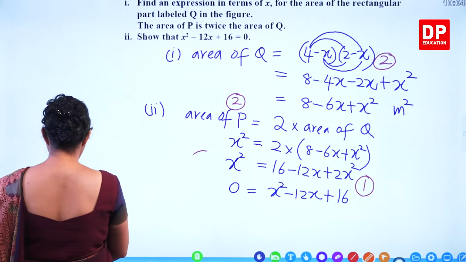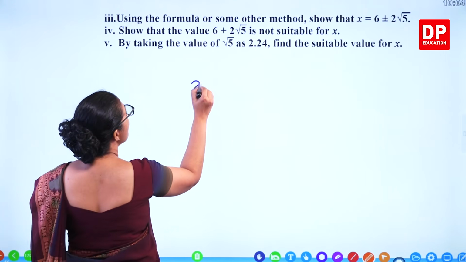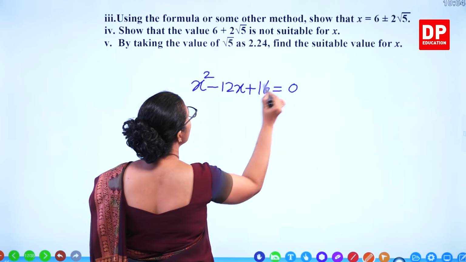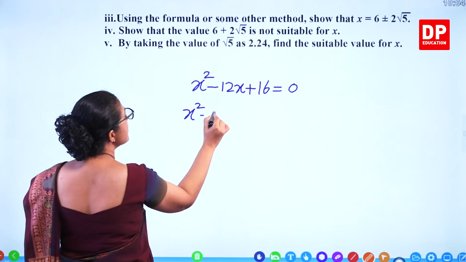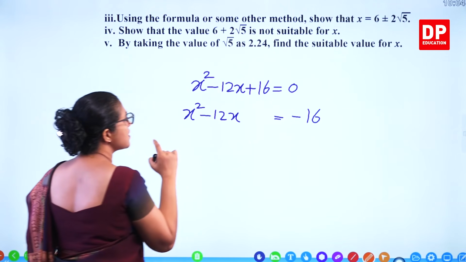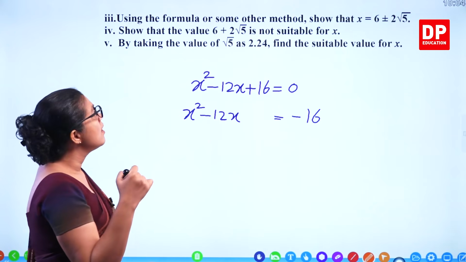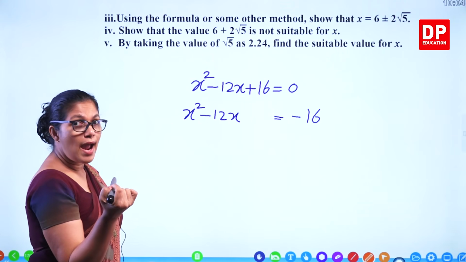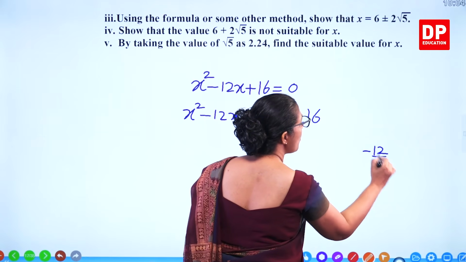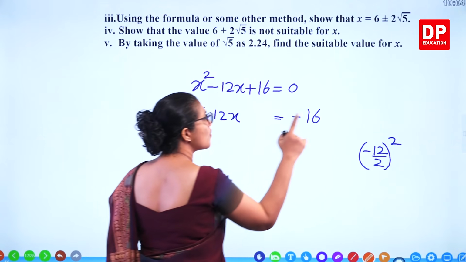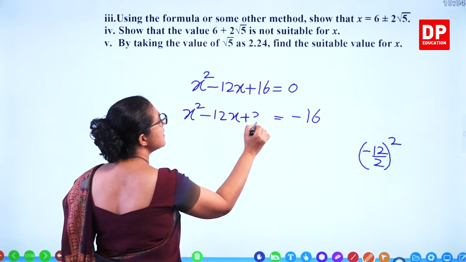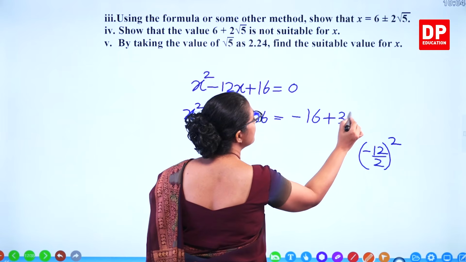x squared minus 12x plus 16 equals 0. So, we can write down, take 16 to the other side, that's minus 16. Now, you need to find out the constant that you need to add. So, what you do? You divide this by 2 and square it. 12 divided by 2 is 6, 6 squared is 36. So, you are adding 36 to both sides.